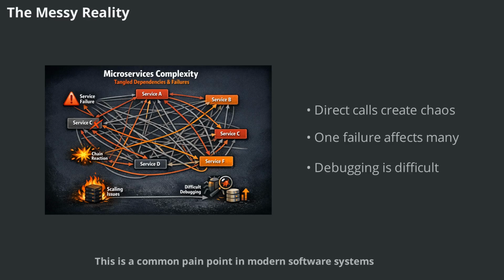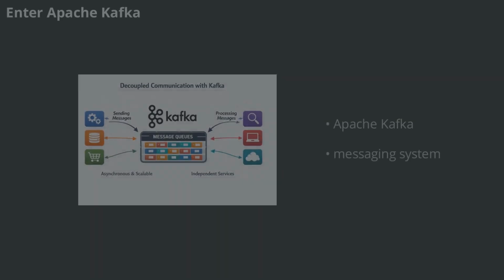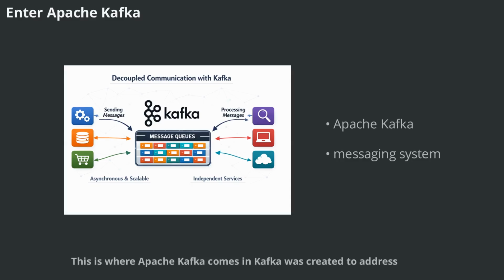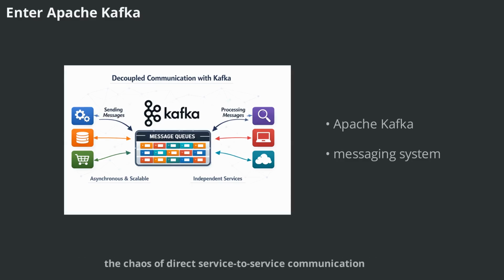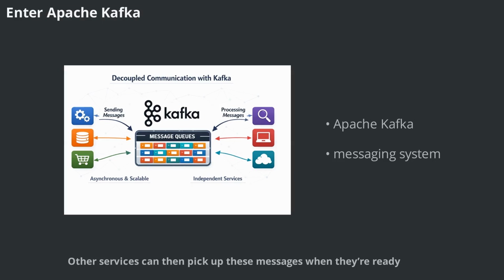This is a common pain point in modern software systems, and it's exactly the kind of problem that needs a smarter solution. This is where Apache Kafka comes in. Kafka was created to address the chaos of direct service-to-service communication. It acts as a central hub for messages, allowing services to communicate without being tightly coupled. Instead of sending data directly to each other, services send their messages to Kafka. Other services can then pick up these messages when they're ready, making the whole system more robust and easier to manage.